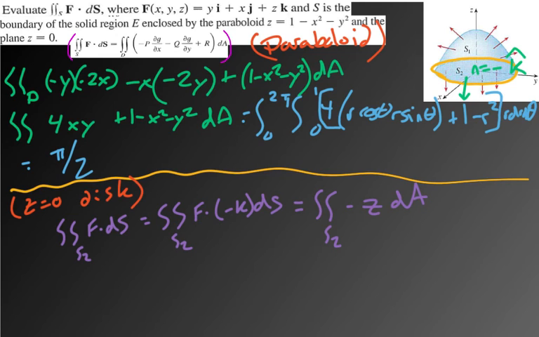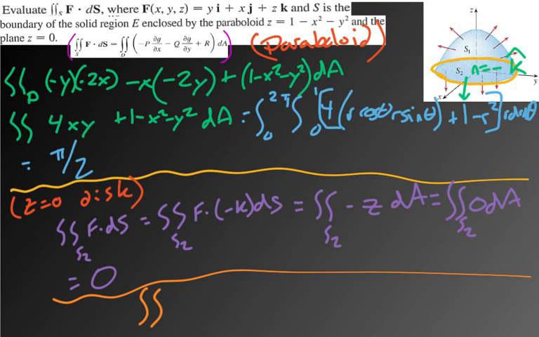But on that surface, S2, z is 0. So this is really just the double integral of 0 dA, right? Which doesn't add anything to this problem. This just equals 0. And so to put it all together, the flux across the full surface S, like F dot dS, is just the pi over 2 plus the 0, so just pi over 2.